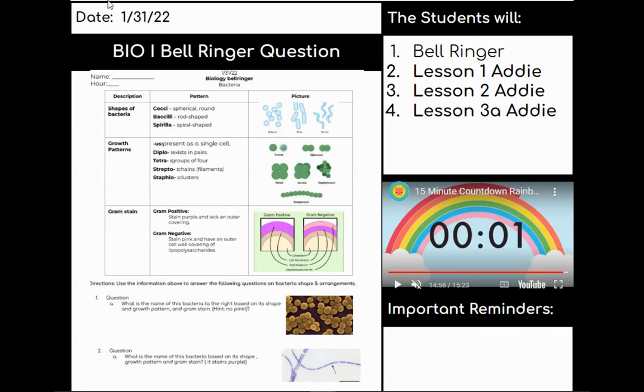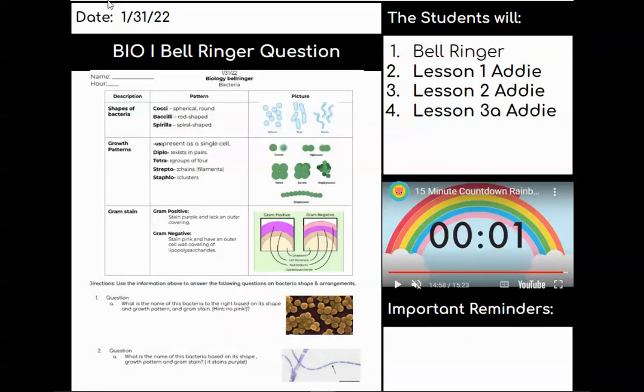Bacillus. Yeah. So the name of that bacteria is actually Streptobacillus, due to its shape and its growth pattern. And I actually put on the paper that it stains purple, but it actually stains pink. And since it stains pink, that means this bacteria is gram-negative.